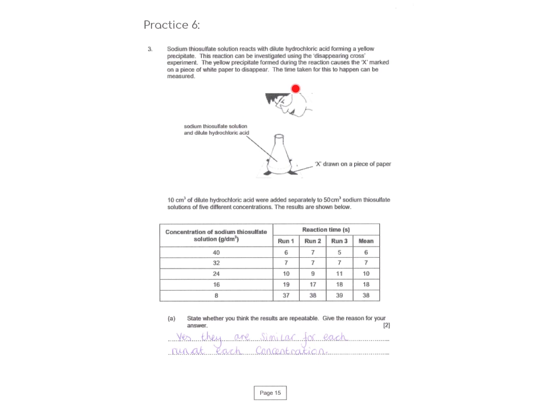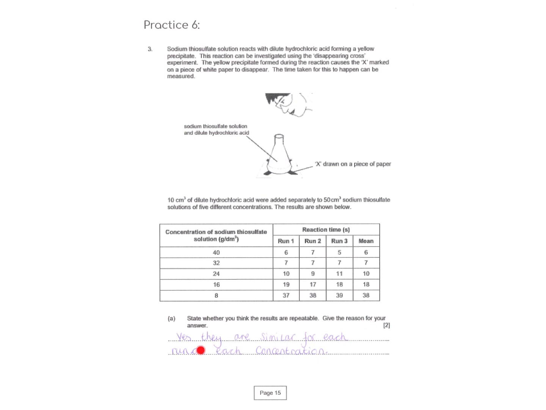This is an experiment that we would have done in class, or you would have watched a video of it being done in class. It's called the disappearing cross, whereby you look at an experiment, add them all together, and then when the colour changes and you can't see the cross is when you stop your stopwatch. Here they have increased the concentration of sodium thiosulfate. So you can see that actually as you go down you've decreased it and the time gets faster.